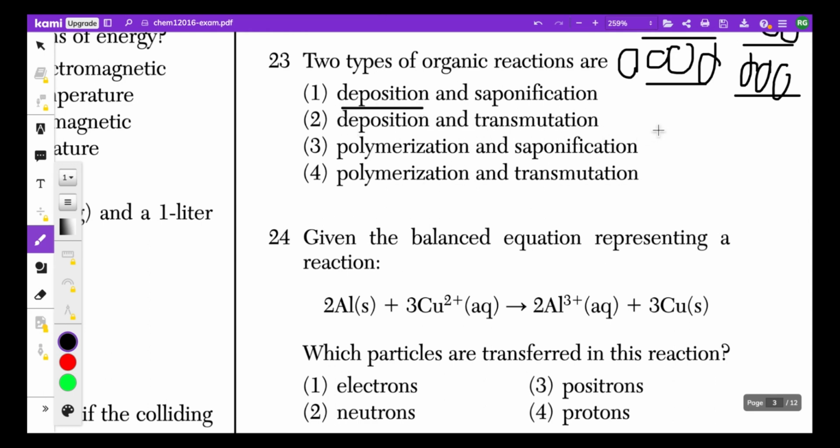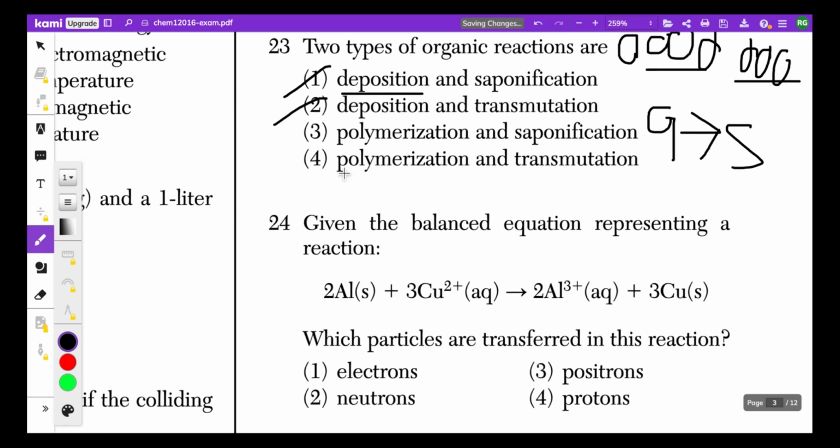Deposition is when you're going from a gas back to a solid. But this isn't an organic reaction, so this can't be it. All right, we have deposition again, so this can't be our answer, right? Now, let's look at this one.